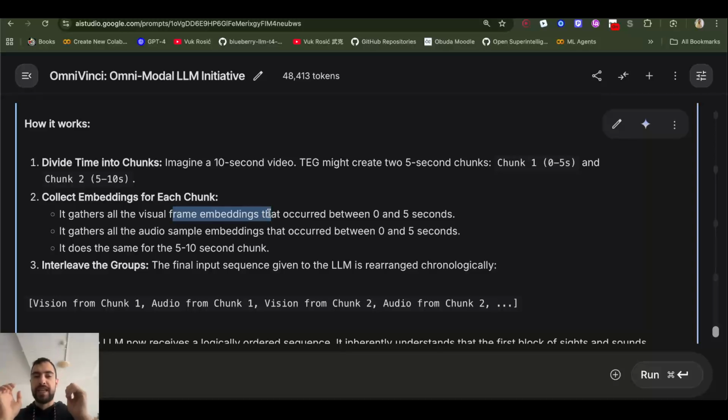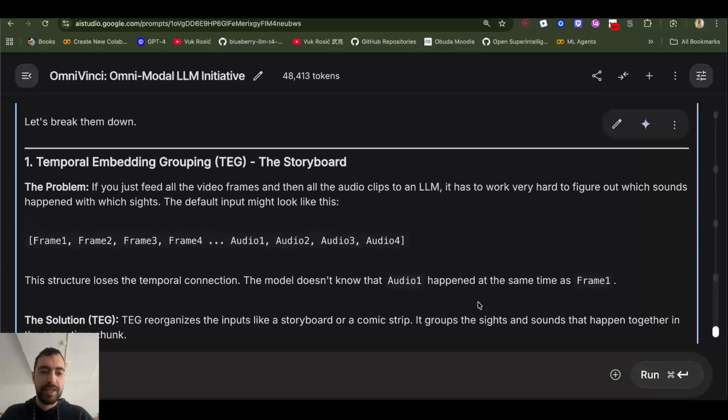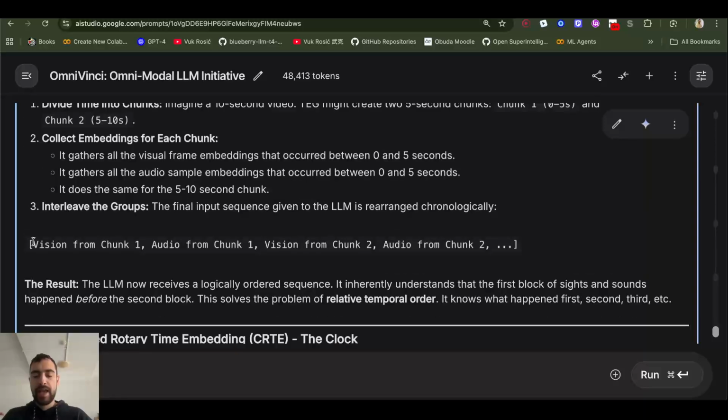So now it will no longer put all of the frames and then all of the audio. Now it will group together these pairs. So look: vision from chunk 1, audio from chunk 1, vision from chunk 2, audio. So now it's interleaved. It's not all of the vision first and then all of the audio second. And this solves the problem of the LLM not knowing when exactly these video tokens and these audio tokens correspond to each other at which time steps.